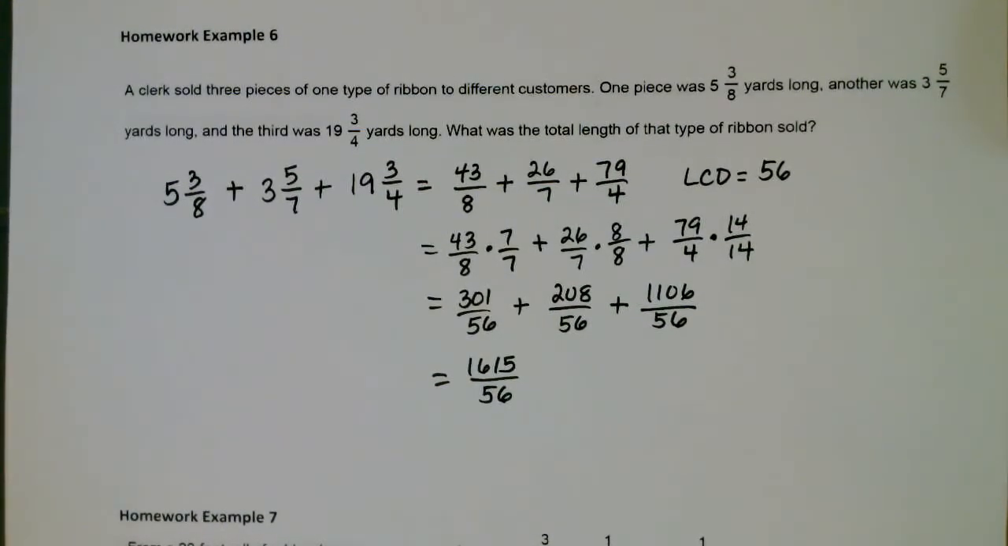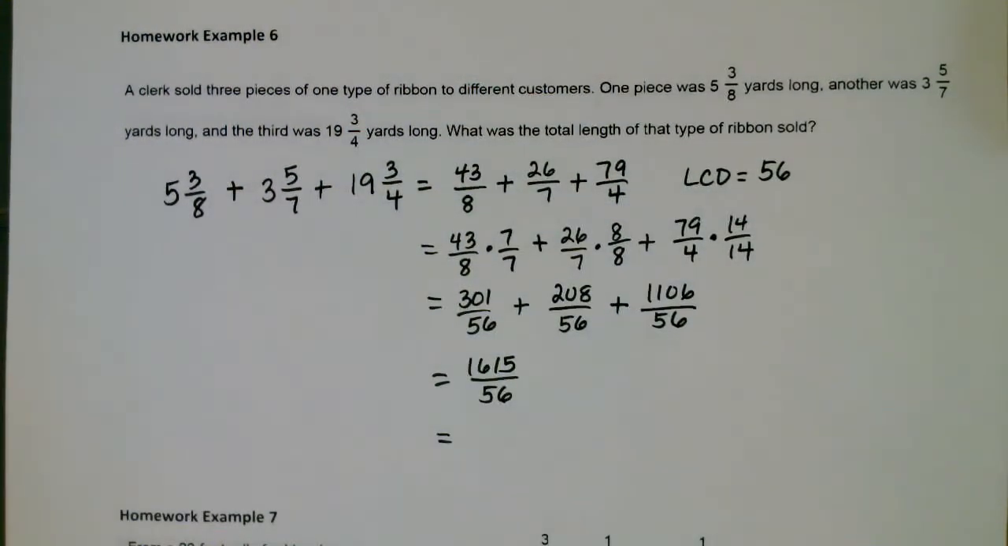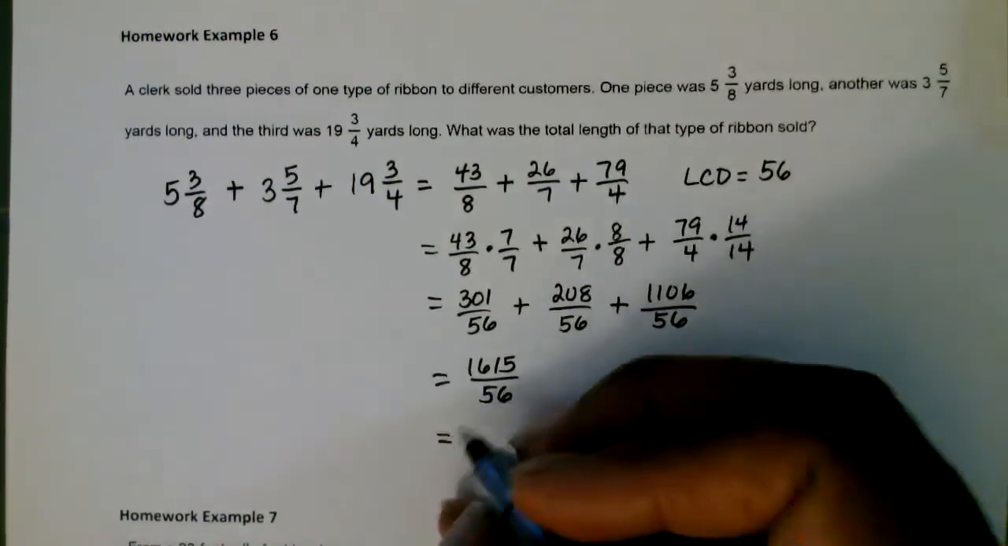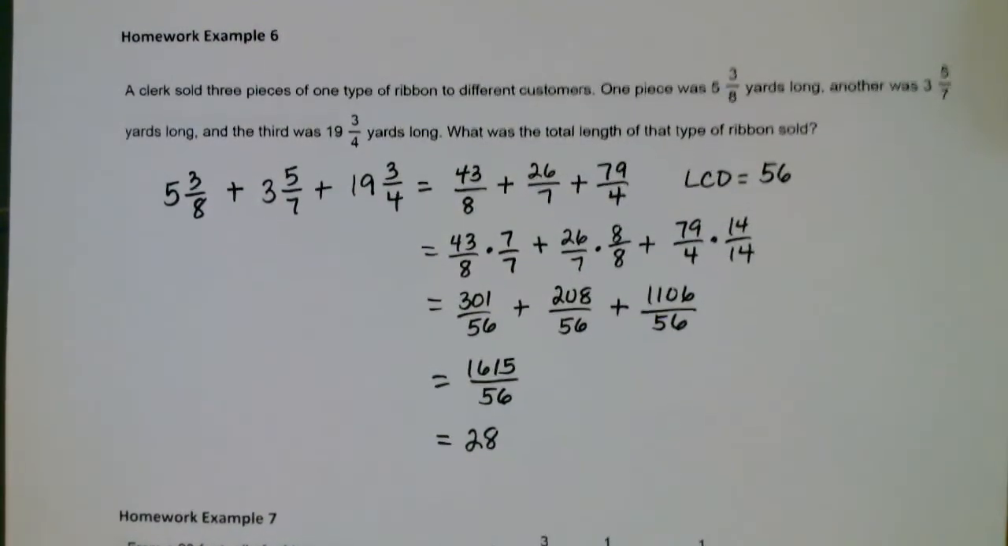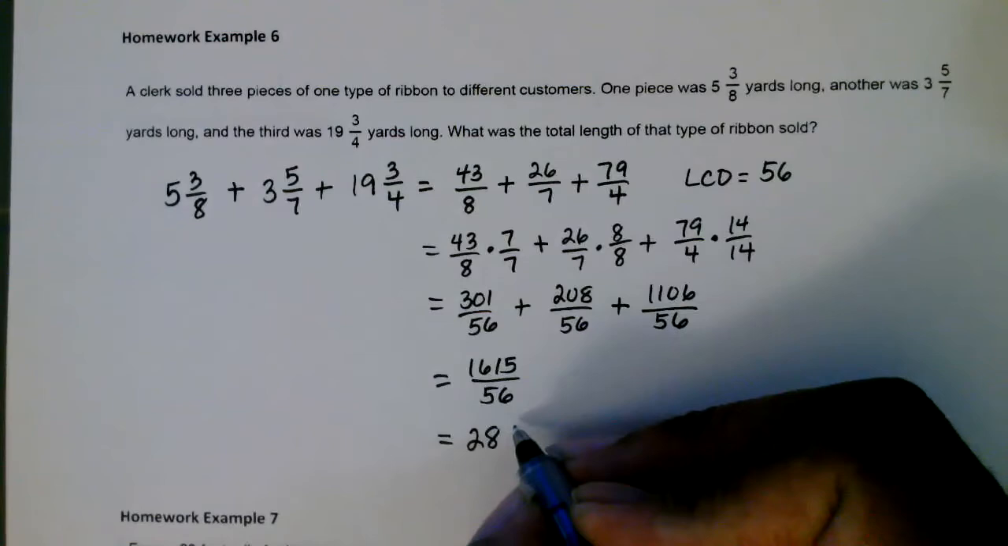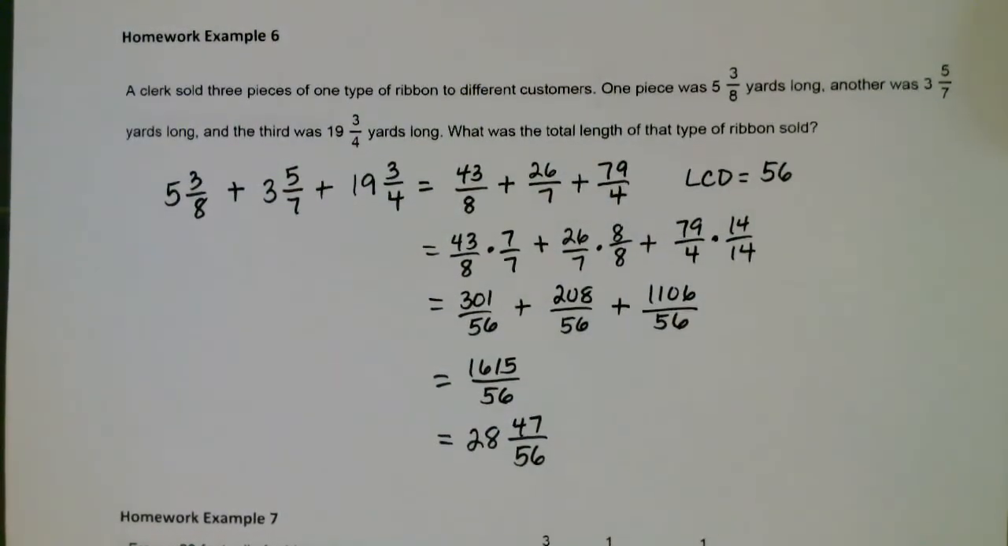Now, we're going to need that as a mixed number. So if I divide 56 into 1,615, I know the whole number will be 28. And then if I do 56 times 28, that would be 1,568. Subtract that from 1,615, you will get 47. And that will be over 56. So as a mixed number, the total length of that type of ribbon sold will be 28 and 47 over 56.